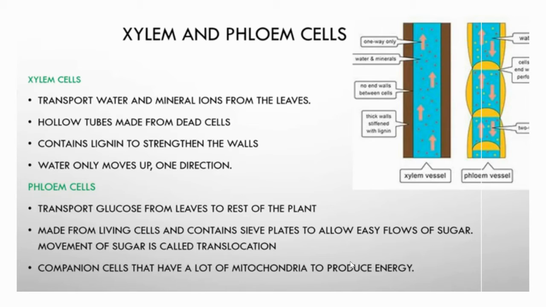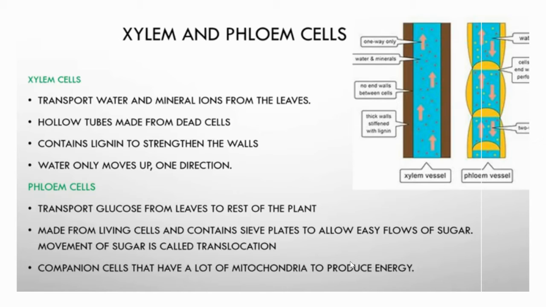Firstly, we'll be looking at the xylem and phloem tissues in detail. I went over these in detail in my specialized cell video, so this is the same exact slide. So, xylem vessels transport water and mineral ions from the leaves, and they contain hollow tubes. So, xylem vessels are hollow tubes made from dead cells. They also contain something called lignin to strengthen the walls of the cell. And in xylem vessels, water only moves up in one direction.